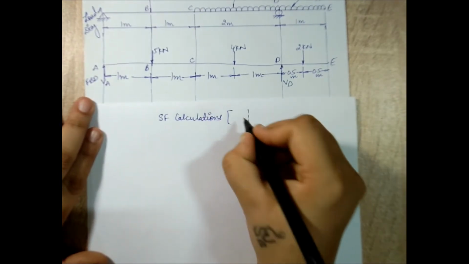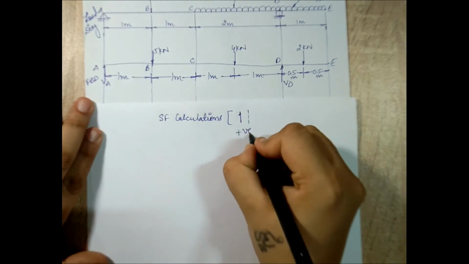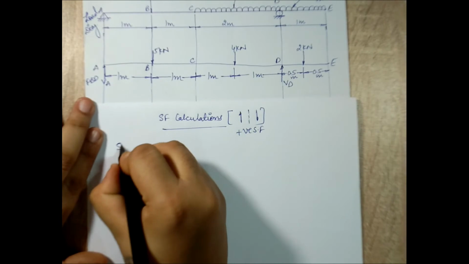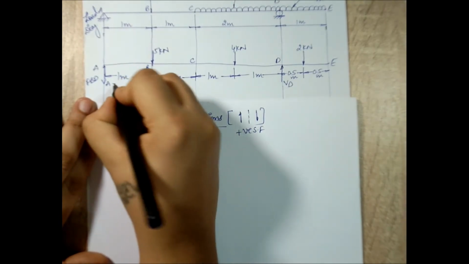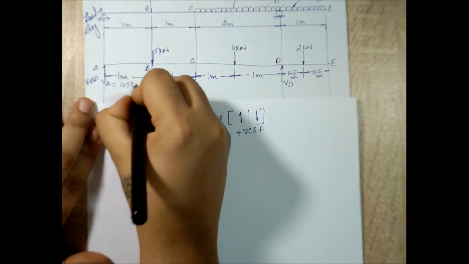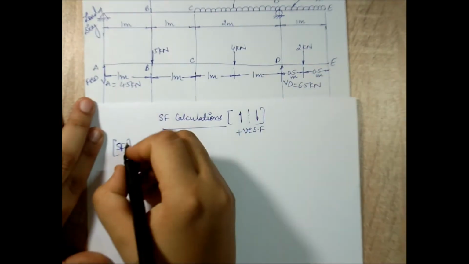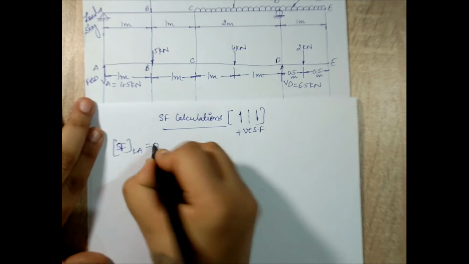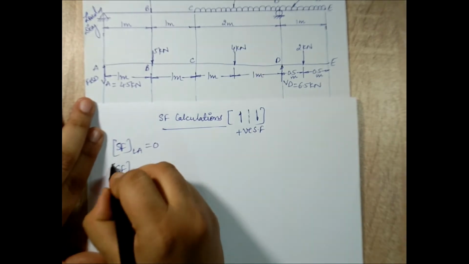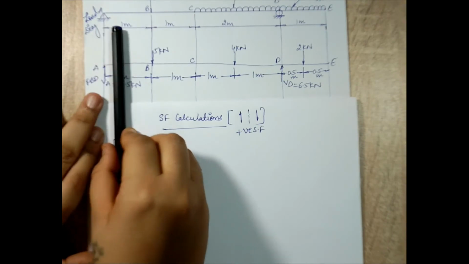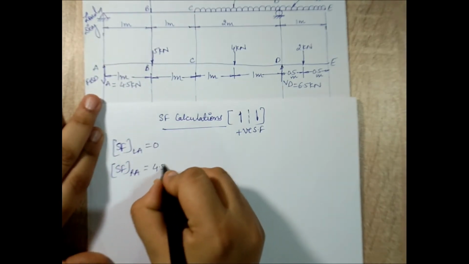To the left of section, if I see any force going upward, I'll say it is positive shear force. I'll start with point A. VA is 4.5 kilonewton and VD is 6.5 kilonewton. So to the left of A, I'll get the value as 0. Shear force to the right of A: for that I'll have to stand to the right of A. I can see VA very clearly, so I'll get the value as 4.5 kilonewton.